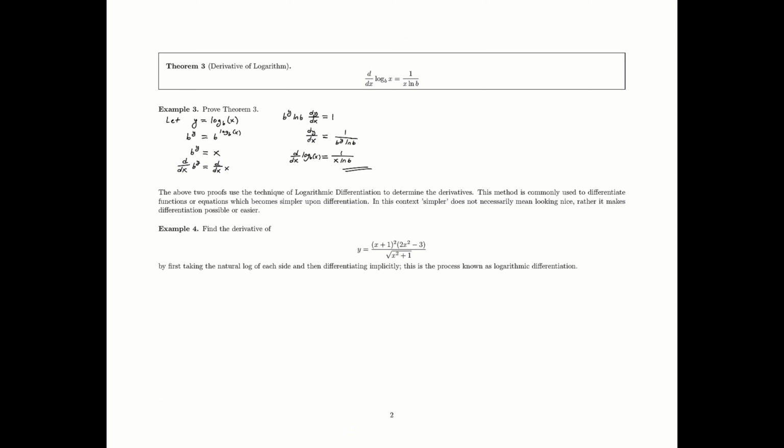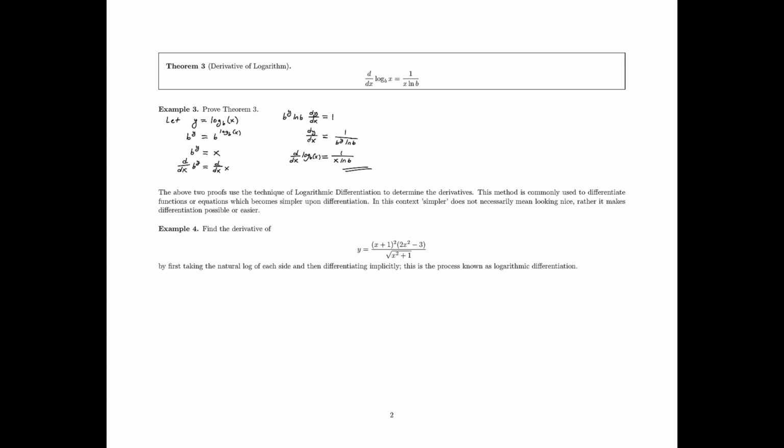All right, the next example we have, example 4, is to find the derivative of this horribly nasty looking expression using a method called logarithmic differentiation. So all logarithmic differentiation is, we take some starting thing that we want to differentiate, but instead of beginning with the derivative, we first take the natural log of each side, then differentiate. Why would we do that?